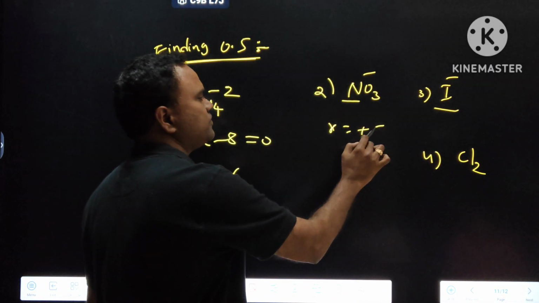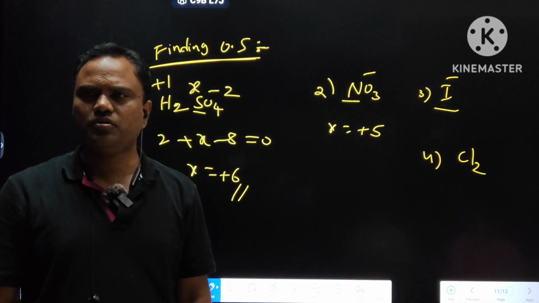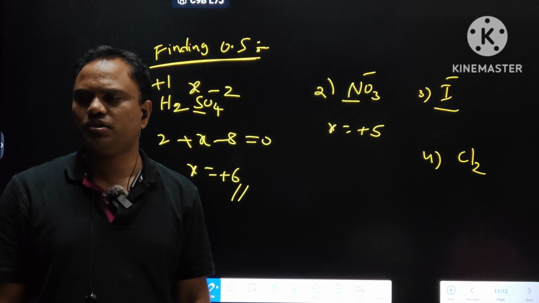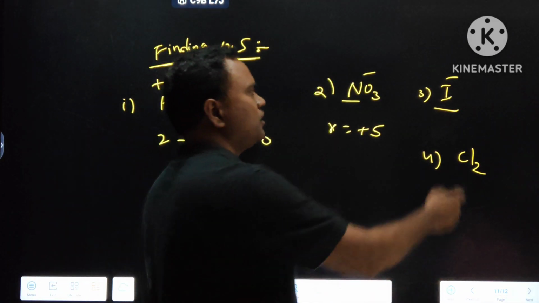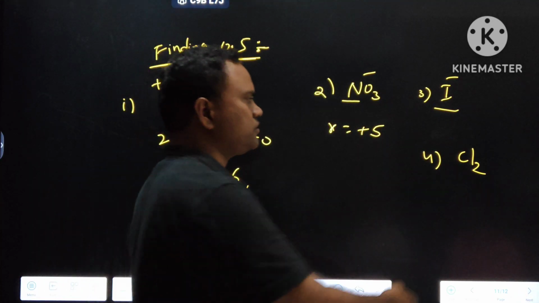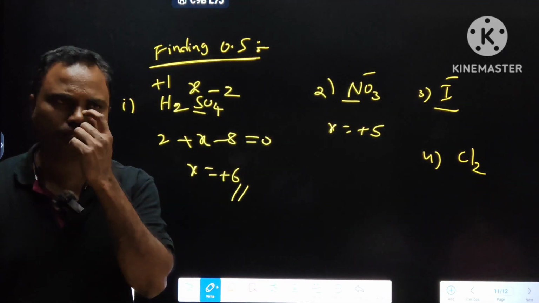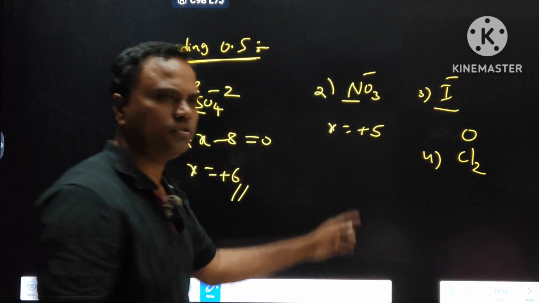I'm writing +5 directly. Any doubt? NO3 minus. How to find oxidation state for ions? I minus is -1, already given directly. And Cl2 is a homoatomic molecule. Here it is 0.